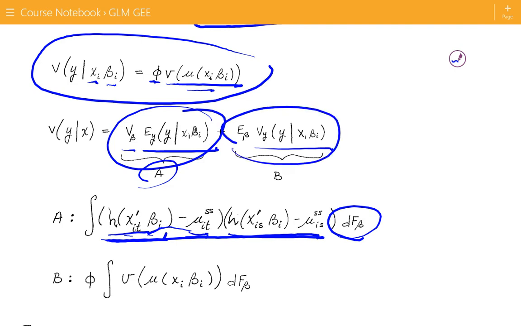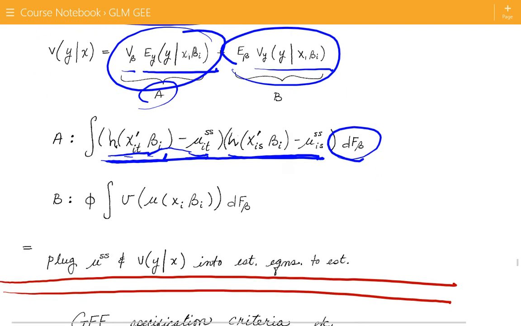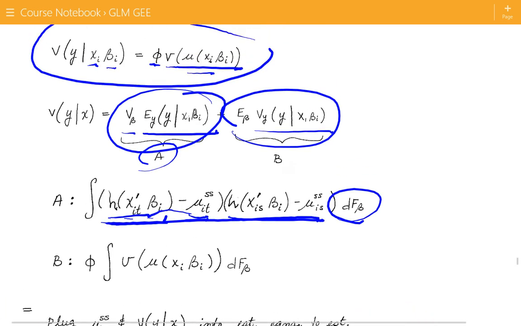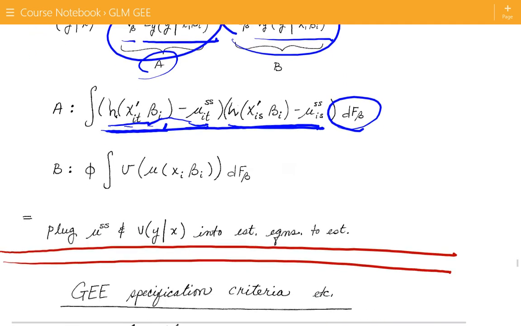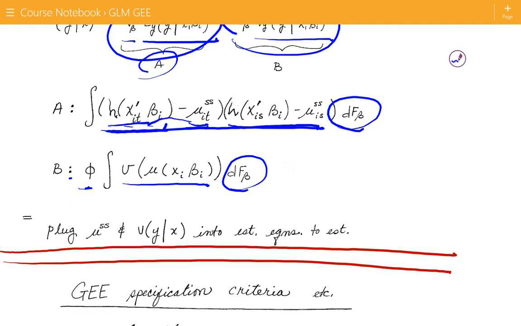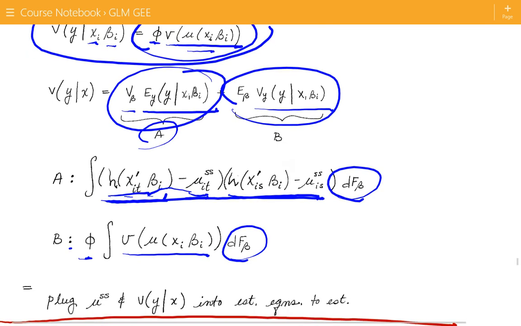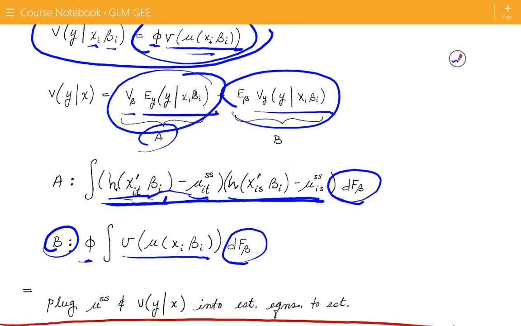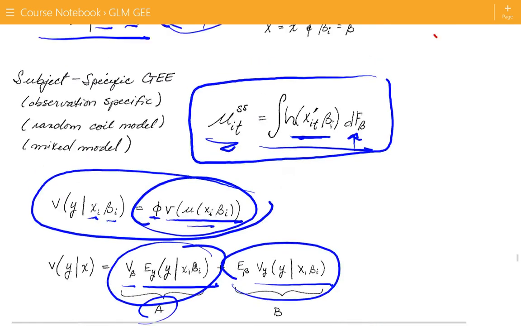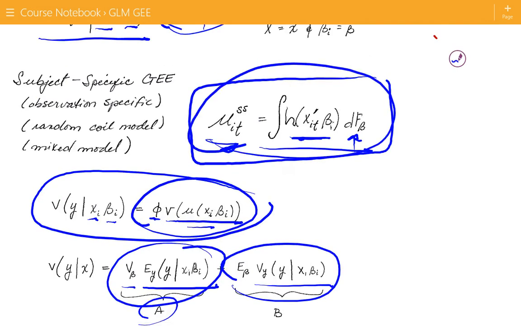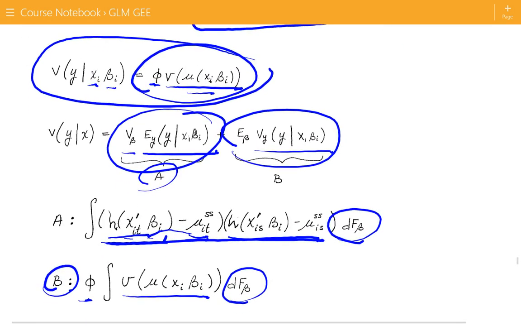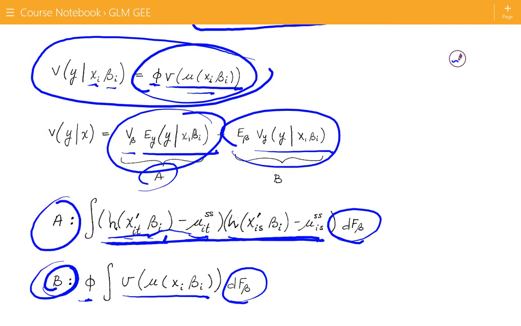The next one is the expected value of the variance. So we take the variance, which we said was phi times this function of the mean. So it's the phi times the function of the mean, and we take its expected value, so we integrate across the distribution of the betas. So that gives us B. So what do we have? We have an integral for the mean. We have an integral for this component of A, and we have an integral for this component B.